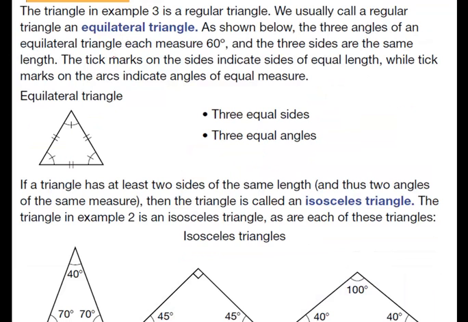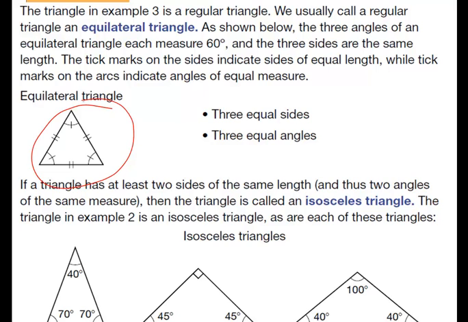All right? Okay, so the triangle in example 3 is a regular triangle. We usually call a regular triangle an equilateral triangle. As shown below, the three angles all measure 60, and that's what we just talked about. The tick marks indicate equal length, and the tick marks in the arcs indicate equal angle measures.